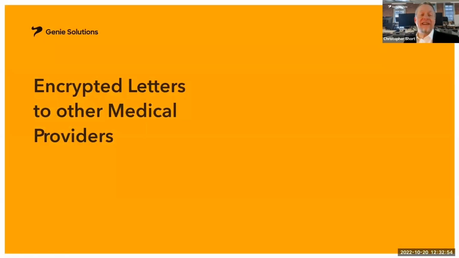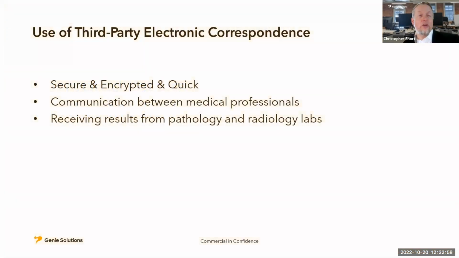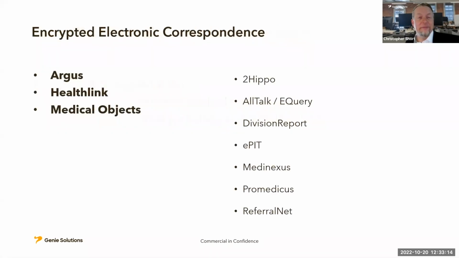So sending encrypted letters to other medical providers. Third-party electronic correspondence is secure, encrypted and quick. It's useful for communication between medical professionals, but also good for receiving results from pathology and radiology labs. There's lots of different software that can be used for electronic correspondence. Some of the most common are shown on the left there, Argus, Healthlink and Medical Objects, but there's a variety of different ones you could use.